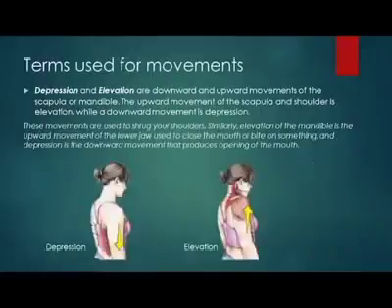Next one is depression and elevation. These are downward and upward movements of the scapula and the mandible. The upward movement of the scapula and shoulder is elevation and the downward movement is depression. These movements are used to stretch your shoulders. Similarly, elevation of the mandible is the upward movement of the lower jaw used to close the mouth or bite on something, and depression is the downward movement that produces the opening of the mouth.